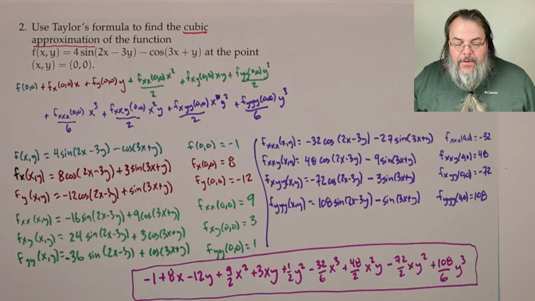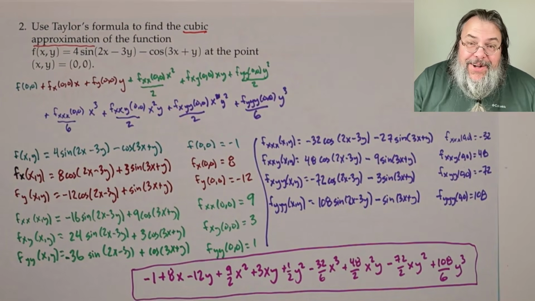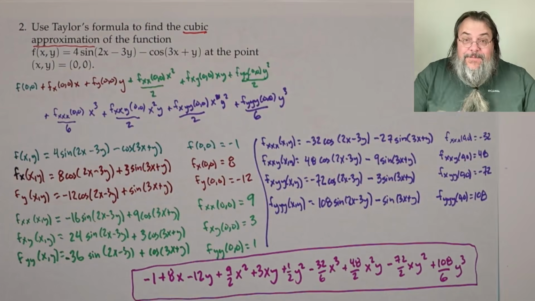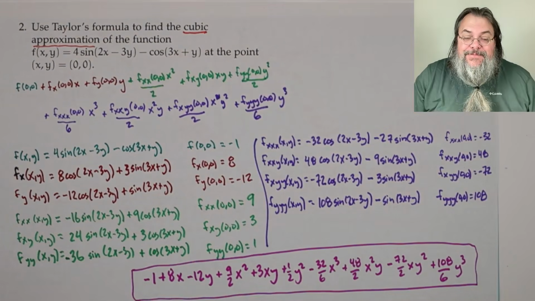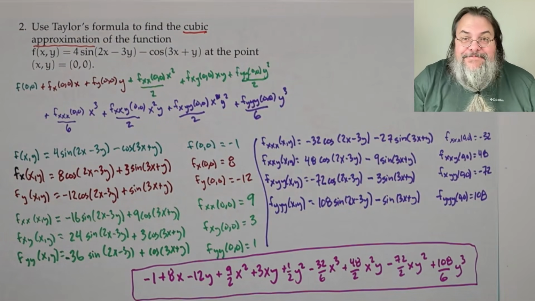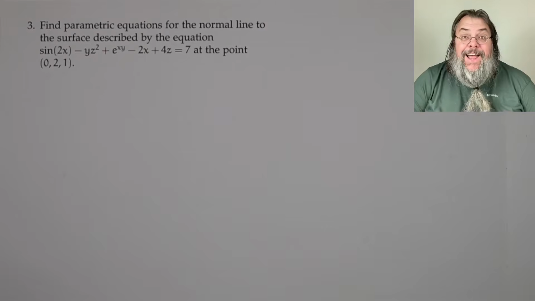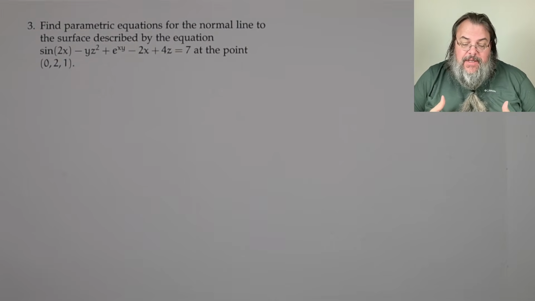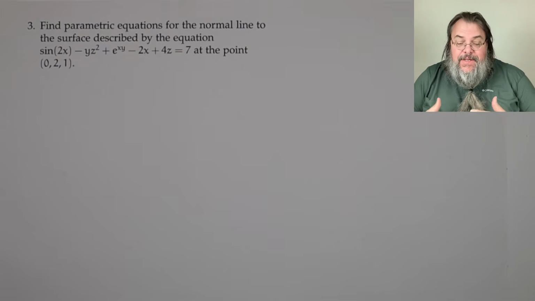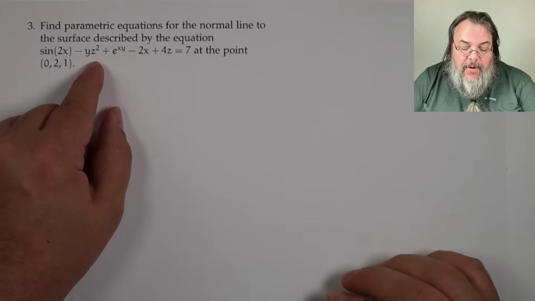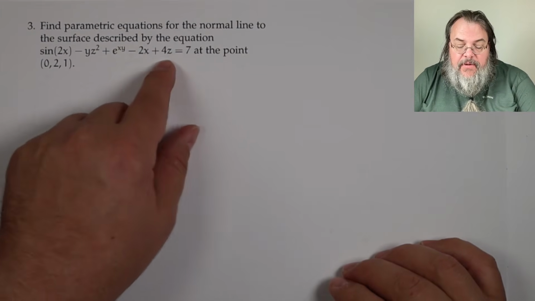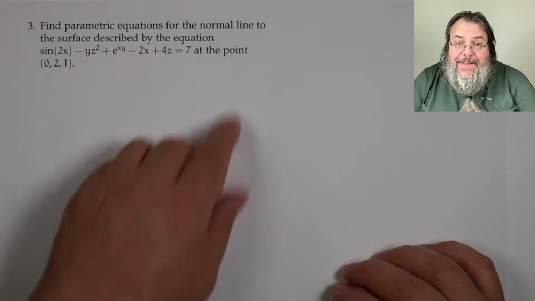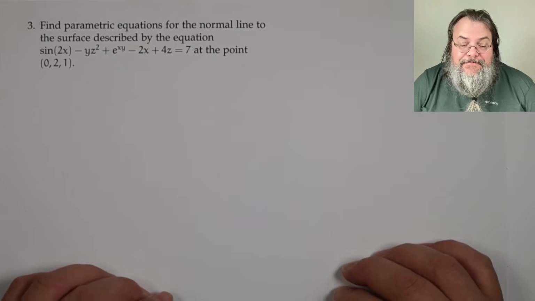All right, well, that was way too long on one problem. We have so many more problems to do, so let's move on to the next problem. Number 3. Find parametric equations for the normal line to the surface described by the equation sine of 2x minus yz squared plus e to the xy minus 2x plus 4z equals 7 at the point (0, 2, 1).